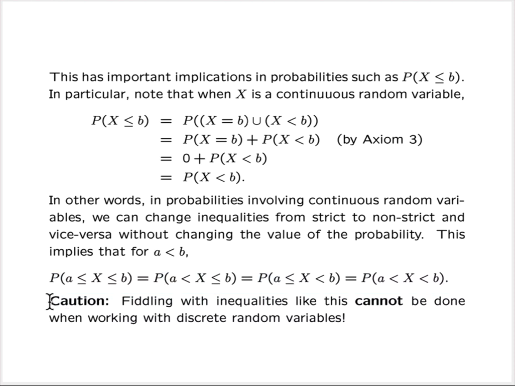Now let me just point out a word of caution here. Fiddling with inequalities like this absolutely cannot be done when working with discrete random variables. Because if either A or B happens to be a mass point, in other words, one of the values in the sample space of the random variable, then these kinds of alterations will, in general, affect the probability. But when we're dealing with continuous random variables, each of these four probabilities are all equal.